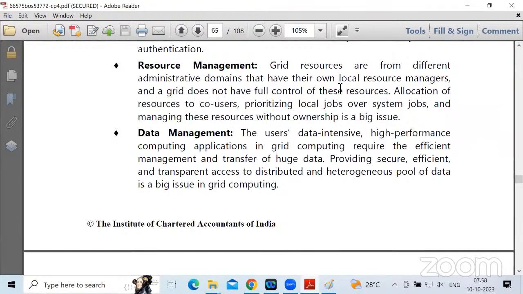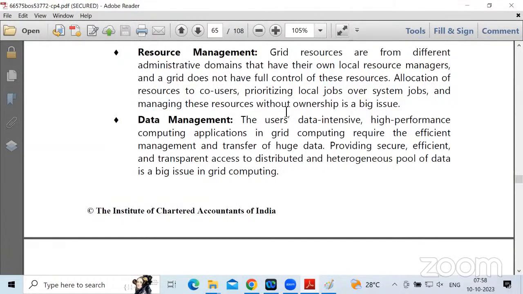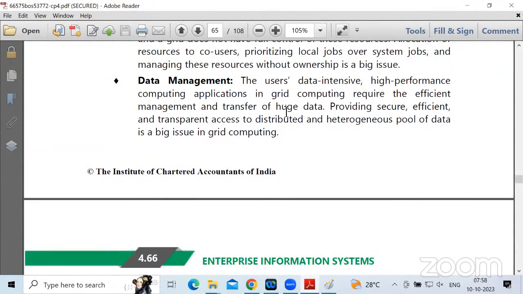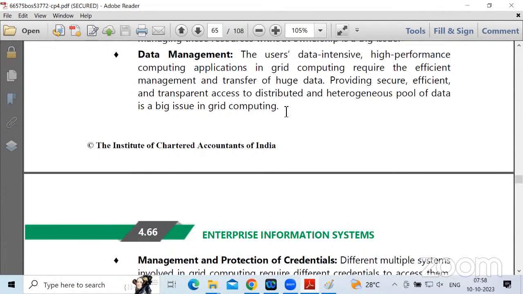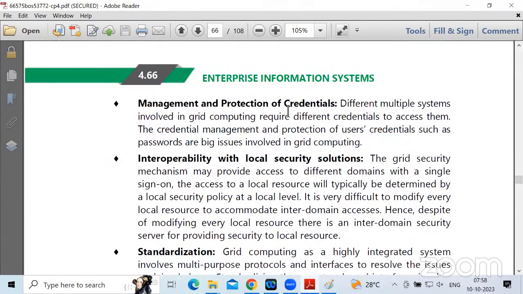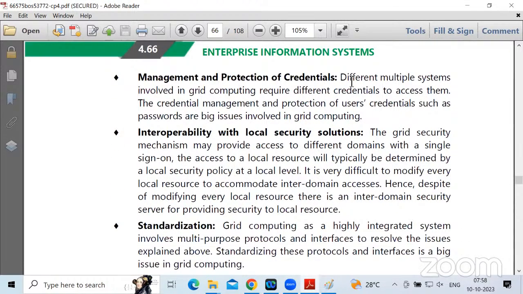So a centralized person can assign the task to other computers, so resources can be utilized efficiently. Data management: whatever has been given or distributed to the different computers can be managed easily. Management and protection of credentials. What are credentials? The username and password.